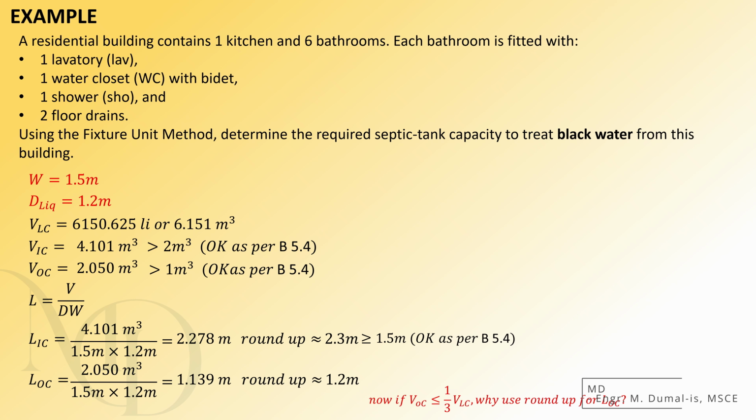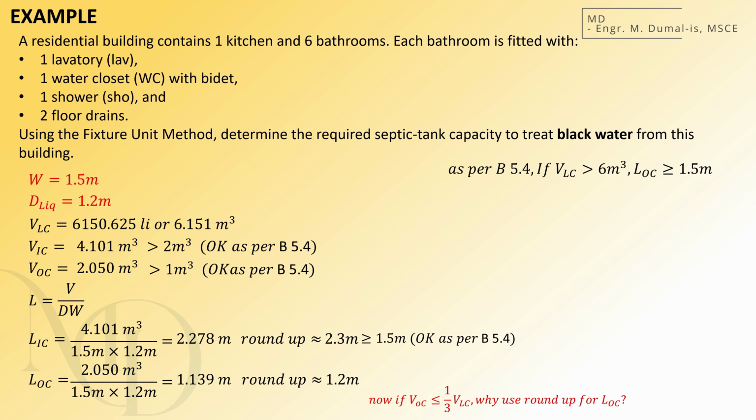Although rounding down the outer compartment length would technically keep the volume under 1/3 of the total, the difference is minimal and will be compensated for by the rounding up of the interior compartment length. For the sake of uniformity, since the interior compartment was rounded up, it is more consistent to round up the outer compartment as well. However, as per code, if the total liquid volume is greater than 6 cubic meters, the outlet compartment length must be at least 1.5 meters.